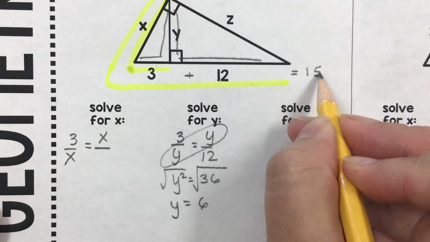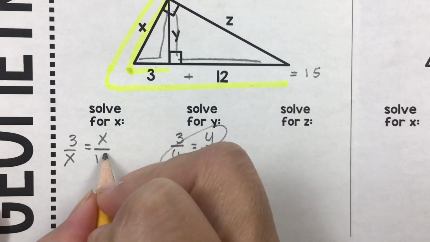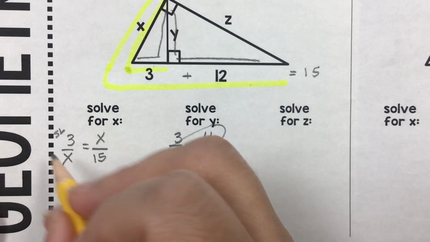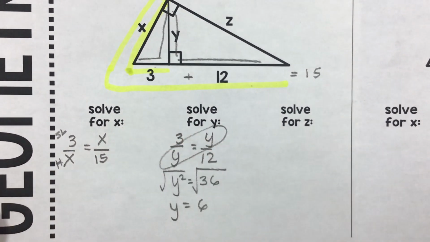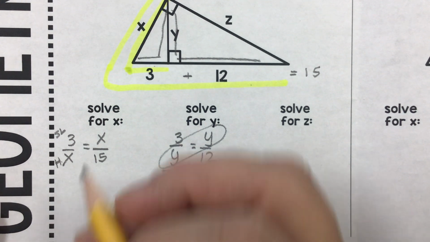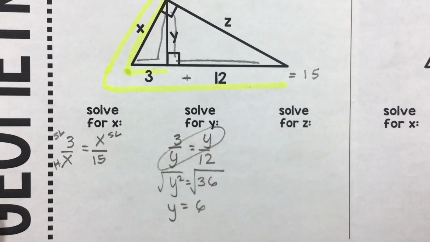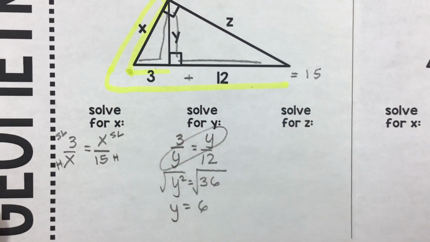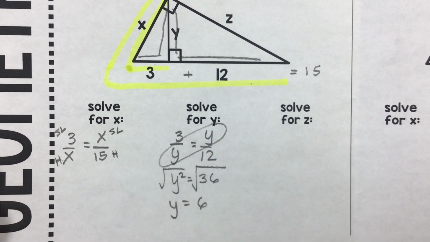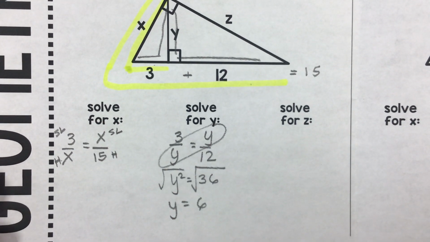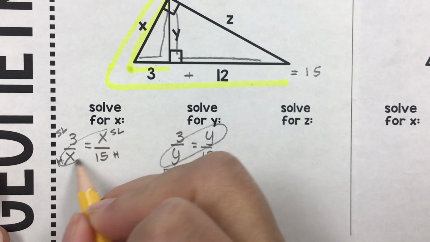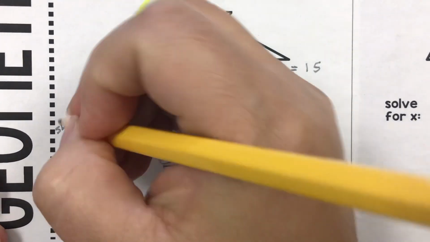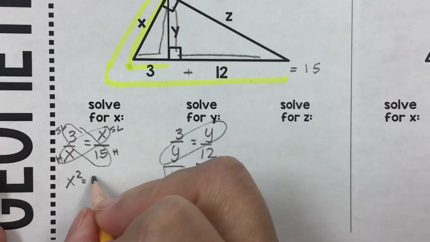Three plus 12 is the 15. The 3 was the short leg of the little triangle, and x was the hypotenuse of the little triangle. X was the short leg of the big triangle, and 15 was the hypotenuse of the big triangle. Just telling you that the sides that correspond are the ones you set equal to each other. All right, we have x times x gives you x squared. 3 times 15 is 45.